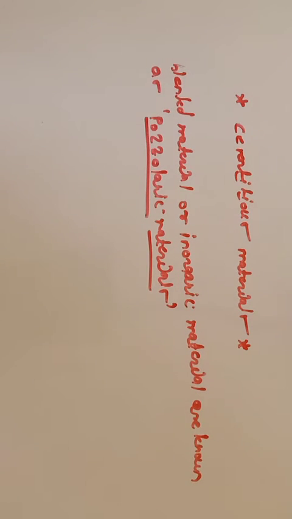These pozzolanic materials are a broad class of siliceous or aluminous material, which does not have cementitious property, but when mixed with calcium hydroxide at ordinary temperature, forms a compound having cementitious property. So what is this pozzolanic material? It is the broad class of siliceous and aluminous material.